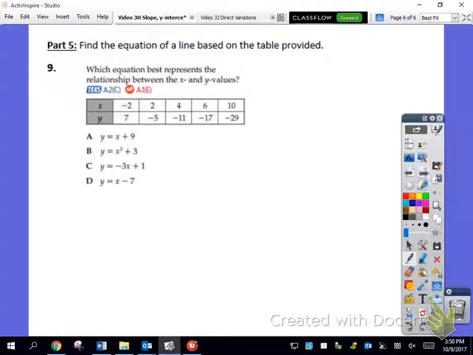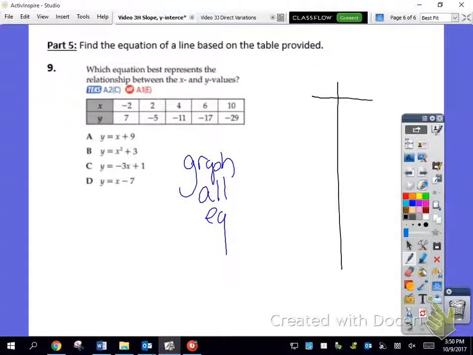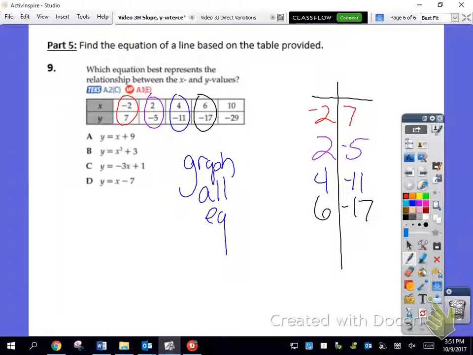Number 9, which equation best represents the relationship between the x and y values? You are going to graph all equations, and I'm going to show you how to do that. And you're going to see which one matches the table. But I would write my table vertically first. My first ordered pair is negative 2, 7. My next ordered pair is 2, negative 5. My next ordered pair is 4, negative 11. Next ordered pair is 6, negative 17. And my last ordered pair is 10, negative 29.